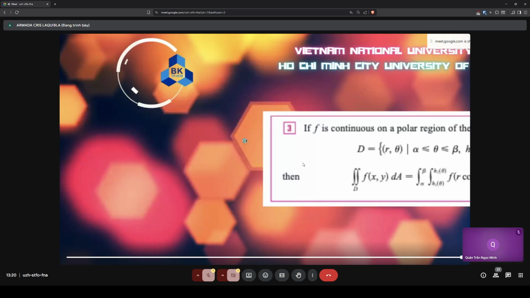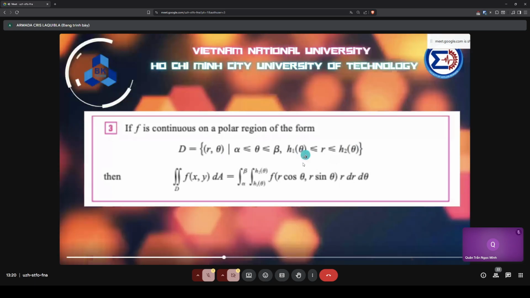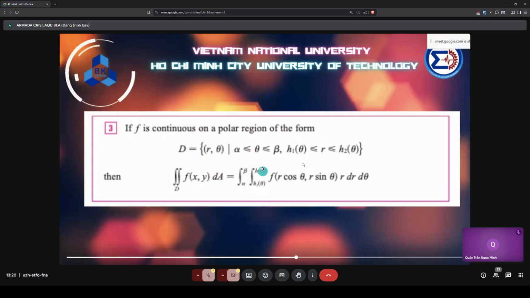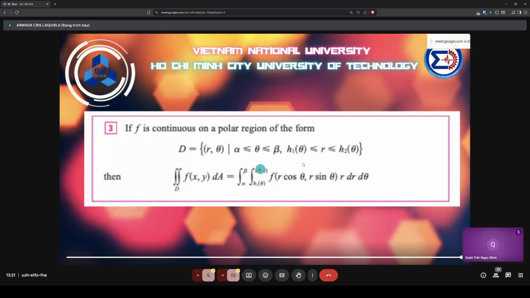Now, what if your r, or your radius, is bounded by functions? Here we have h1, a function of theta, h1 of theta, and then h2 of theta here. So what to do? It's almost the same as our double integral. It's just that it's a function here, h1 of theta, going to h2 of theta there. Okay? Again, it should be a function of theta.